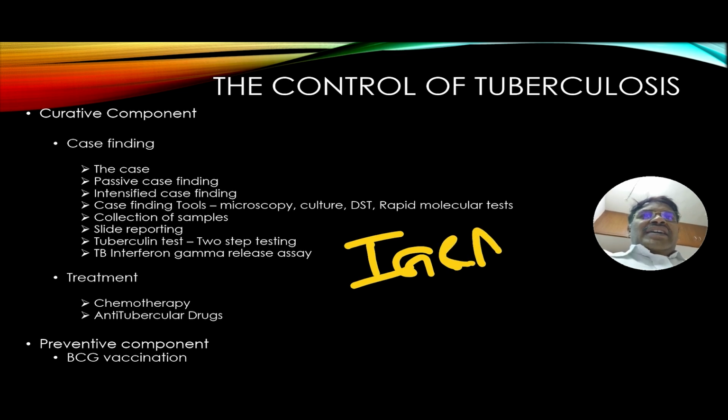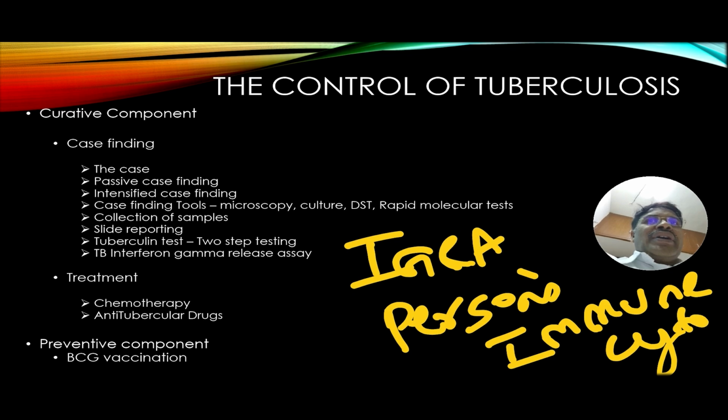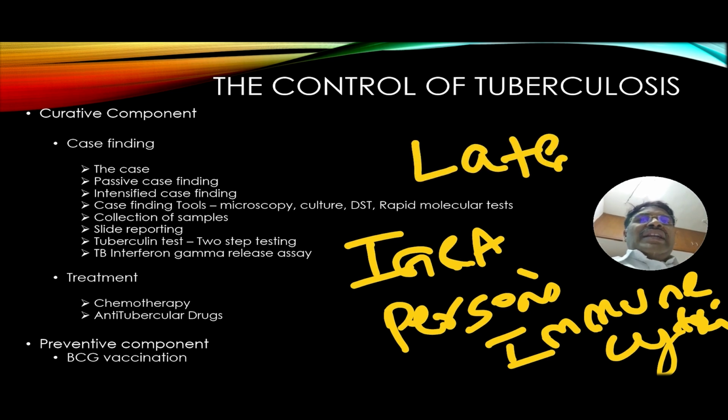This IGRA is mainly used to assess the person's immune system. It is not directly measuring the tuberculosis. Here, what is measured is the cytokines. What is the cytokine level in the population? What is the capability of the person's immune system to deal with tuberculosis? So the IGRA is mainly used to identify latent tuberculosis infection. It is still under trial.